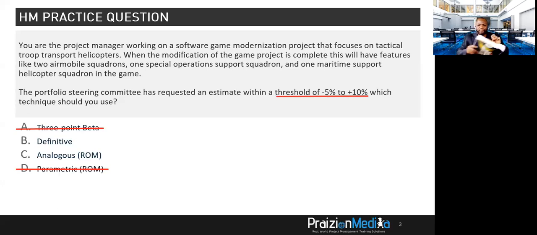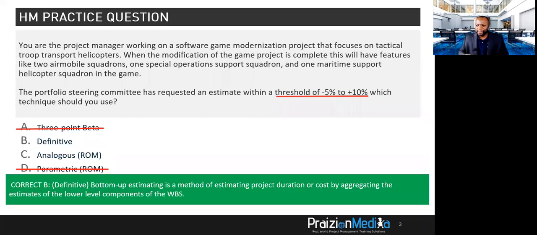Now, definitive is a type of bottom-up estimating. All right, so to make this extremely clear, I'm going to put a note here which says definitive, which is the same as bottom up. That's what we're talking about. Bottom up estimating is a method of estimating project duration or cost by aggregating the estimates of the lower level components of the WBS. It's much more accurate than anything else, okay? Analogous is all over the place, so that wouldn't be the answer, right? Minus 25 to plus 75, not good.